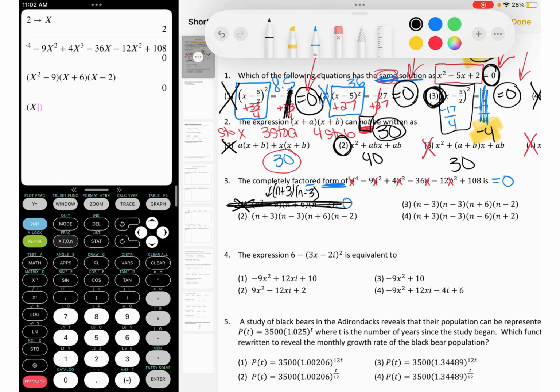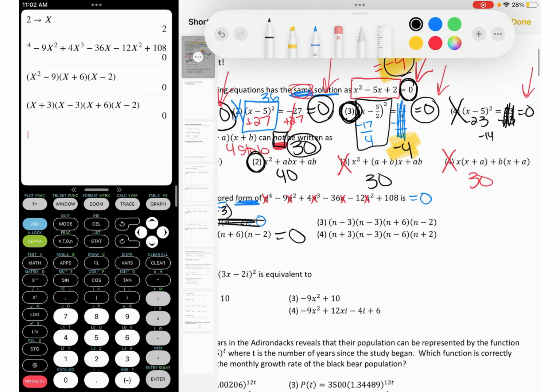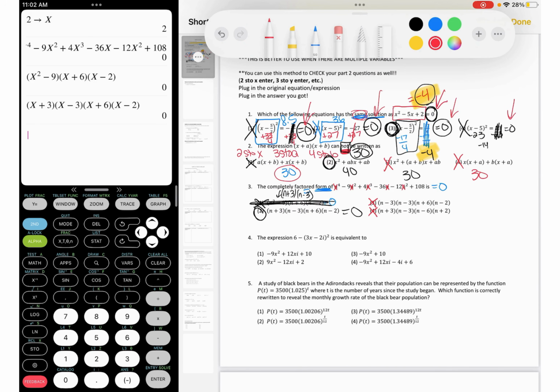When you plug in the next choice, x plus 3, x minus 3, x plus 6, x minus 2, you also get 0, and that's that red flag for you, like, uh-oh, 2 of them are equivalent. What the heck is going on? You can go back and then realize the completely factored form. This is why we want to check all of our answers. So this one is choice 2. You should, of course, plug in 3 and 4 just for sake of time. 3 and 4 do not work when you plug them in. They are not equal to 0. Okay, if you want to check them, go for it. I'm going to move on to the next question.